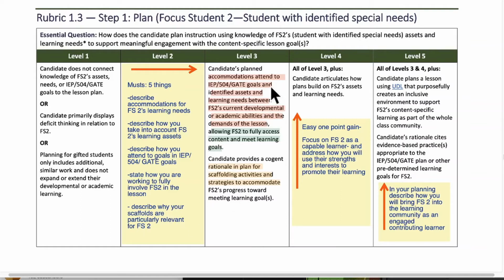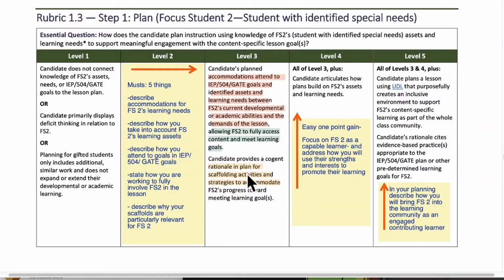The first one, candidates' planned accommodations attend to their IEP 504 GATE goals and identified assets and learning needs between focus student 2's current development or academic abilities and the demands of the lesson. Okay, so hold on to that. And allow focus student 2 to fully access content and meet learning goals. So this is about inclusion. They're not pulled away. They're not separate. They're in the midst. They're part of the lesson.